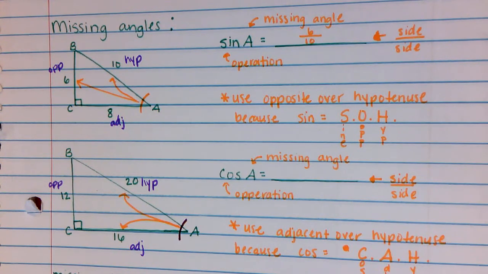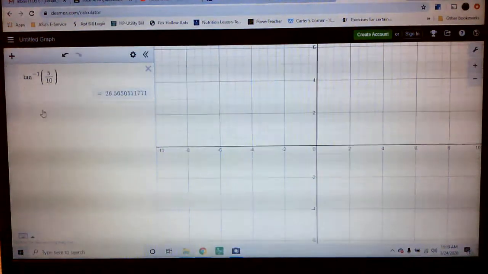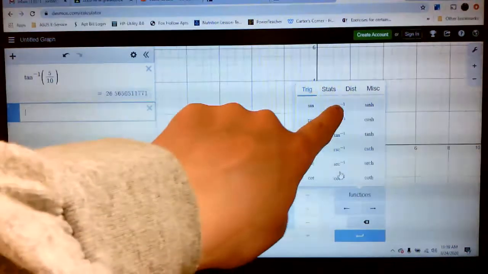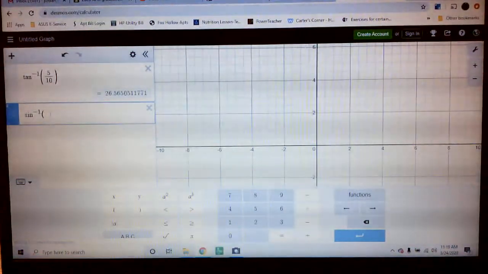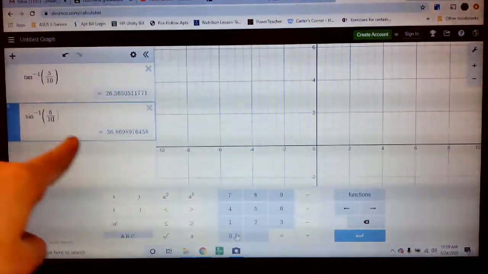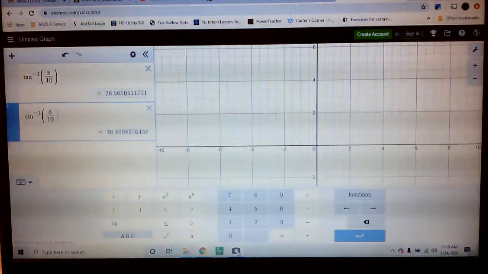So let's do the inverse sine of 6 over 10 on Desmos and see what our answer is. We go down here and choose functions and choose our inverse sine, 6 over 10. It's 36.8 would be our angle. Super easy.